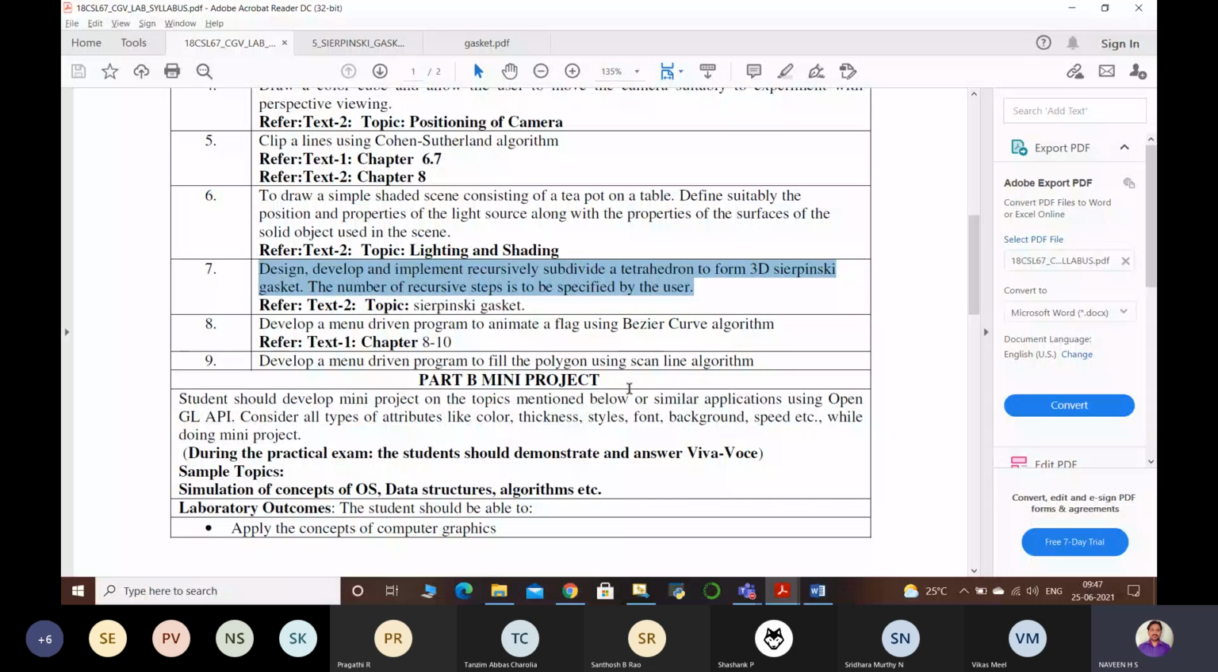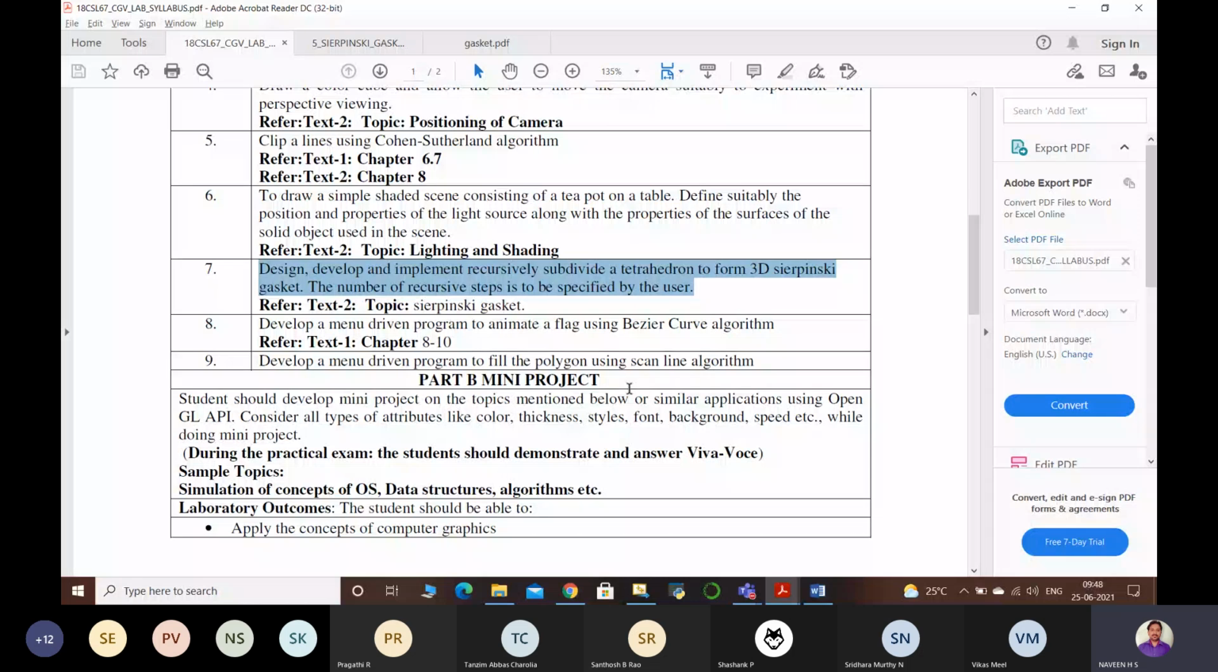Good morning, students. Today we are going to discuss the Sierpinski gasket, a tetrahedron program. So this is a lab program. Today we are going to execute one lab program.